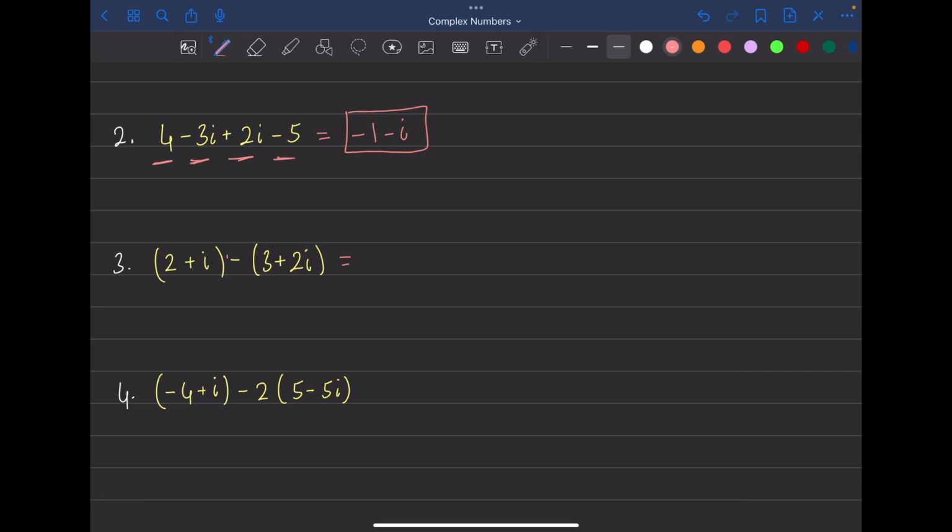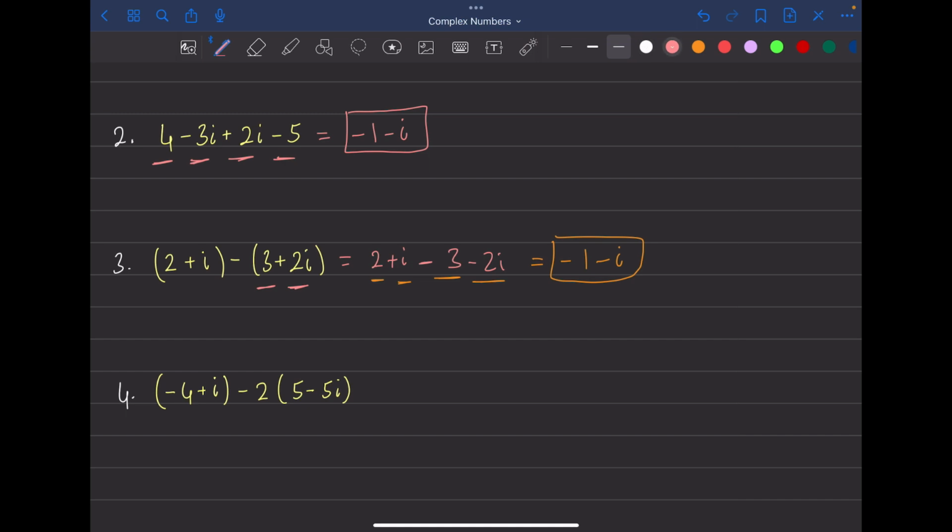Question number 3, once again, very, very simple. We can expand this negative onto each term in the brackets, like we are used to in algebra. So this will be the exact same as 2 plus i, I'm just rewriting the first bracket, and then minus 3, and then minus 2i. Now we can combine like terms once again. So we have 2 minus 3, which is equal to -1, and then i minus 2i, which is equal to -i. So we have the exact same answer as the previous question, but that's just coincidence.